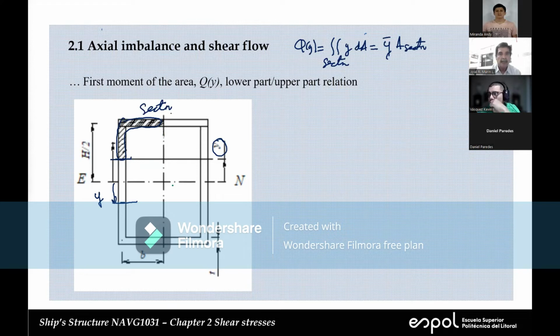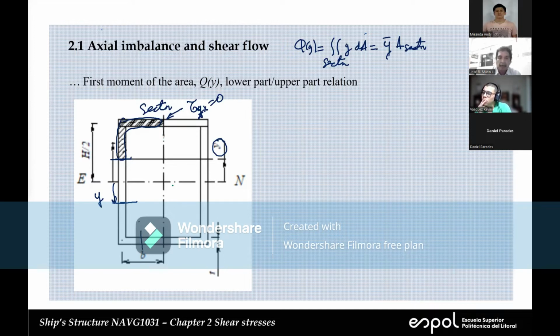We integrate from here all the way up to here. Why up to here? I will explain on Tuesday. This is a section which has a symmetry plane, and in here tau zx is going to be zero. So we can integrate from here all the way to here. Now, we can go down, and we can go, for example, from this point and integrate all the way up to here. Somebody was asking about that.